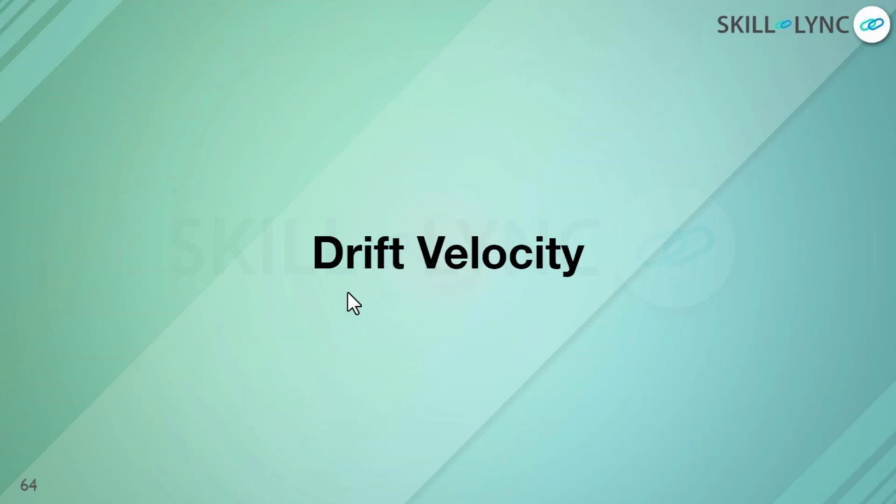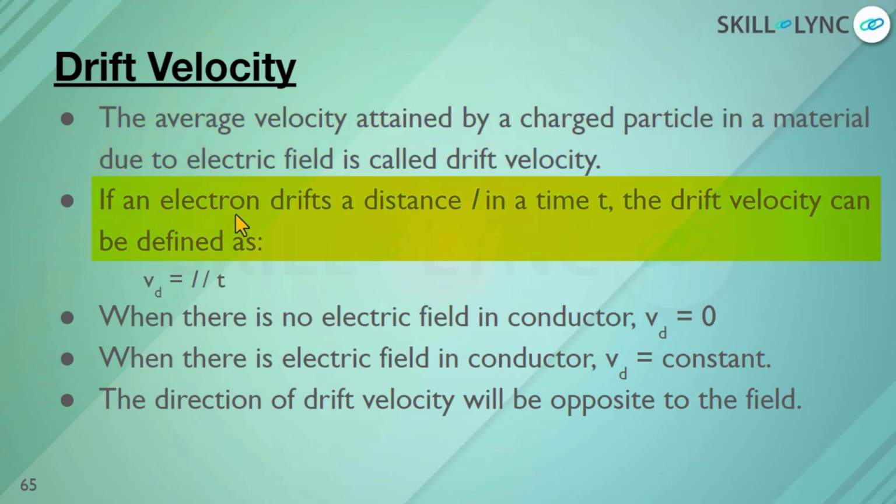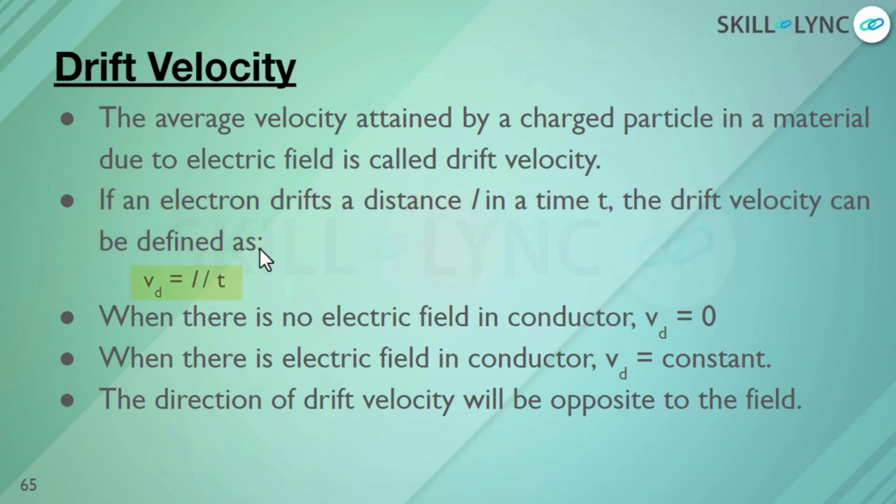The next thing we are going to cover is drift velocity. So, what is drift velocity? The average velocity attained by a charged particle in a material due to the application of an electric field is called drift velocity. If an electron drifts a distance L in a time t, the drift velocity can be defined as Vd is equal to L by t, where Vd is the drift velocity, L is the distance covered by the electron, and t is the time in which it has traveled the distance.